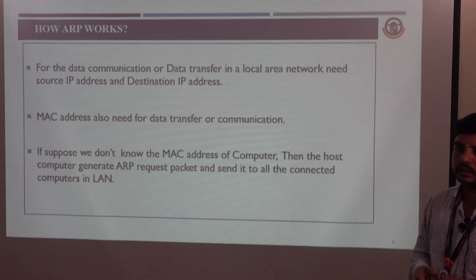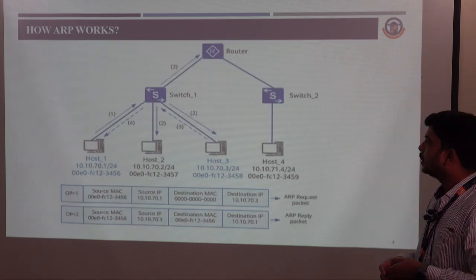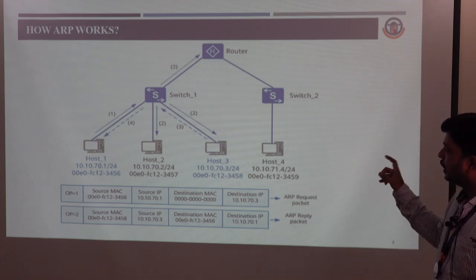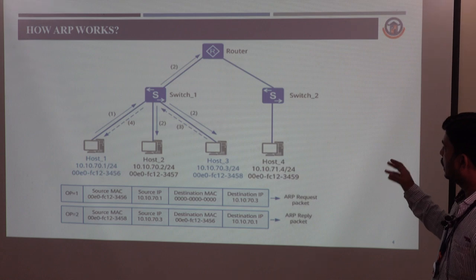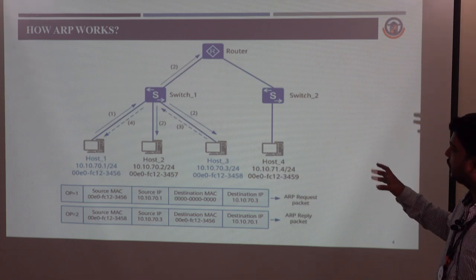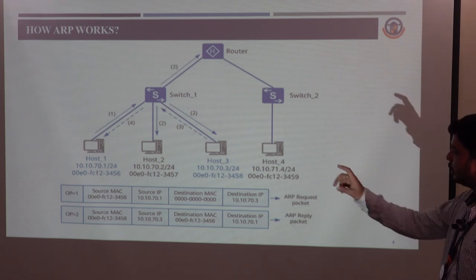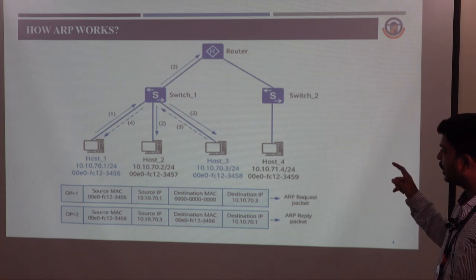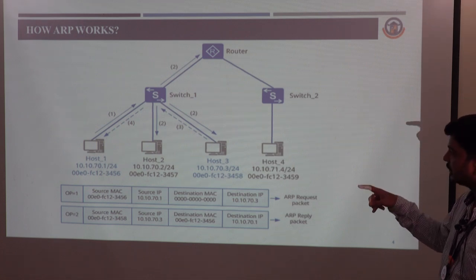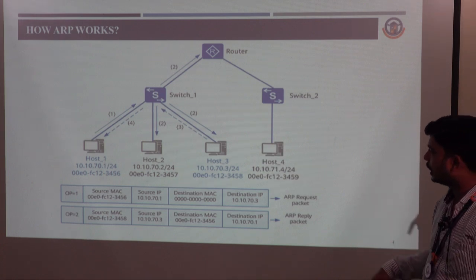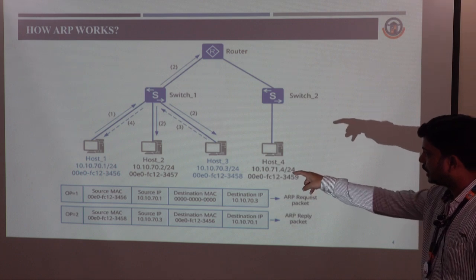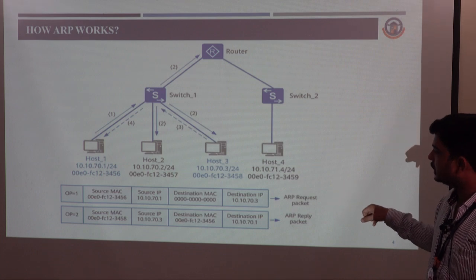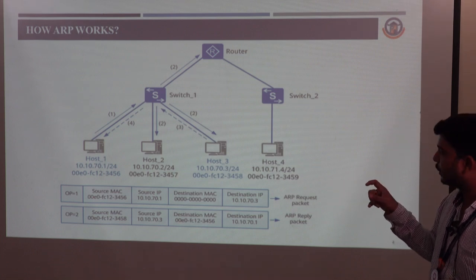Now next we will see the working procedure of ARP. Consider a local area network. Host 1, host 2, and host 3 are connected to a switch, which forms a local area network. Host 4 is connected to a different switch, which we consider as another network. For example, if host 1 wants to communicate with host 3, we need the IP address of host 1 and host 3, as well as the MAC address of host 1 and host 3. The MAC address is a hexadecimal number. For data communication, we need a source IP address and destination IP address.